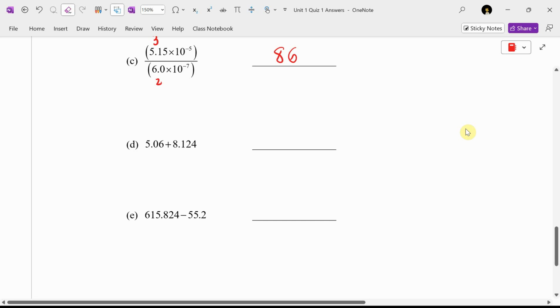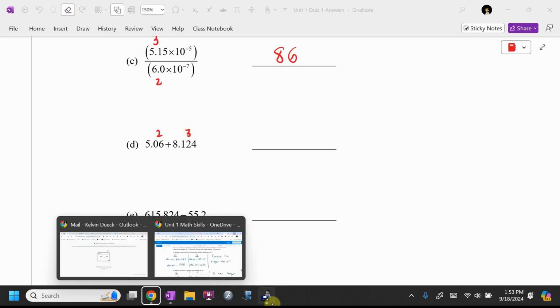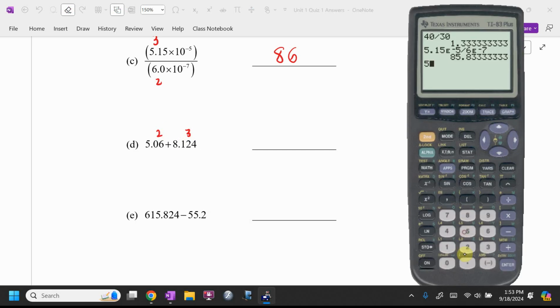Adding and subtracting. Now I'm not counting sig figs, I'm counting decimal places. 2 decimal places, 3 decimal places. I'm going to go to 2 decimal places. 5.06 plus 8.124. 2 decimal places. The second decimal place is that 8. Is that 8 going to stay an 8 or become a 9? As I like to say, 9!